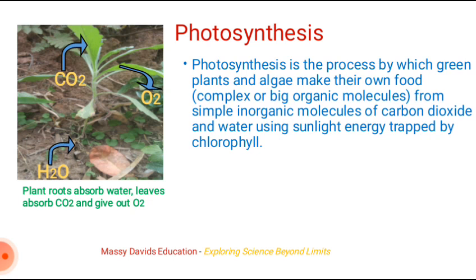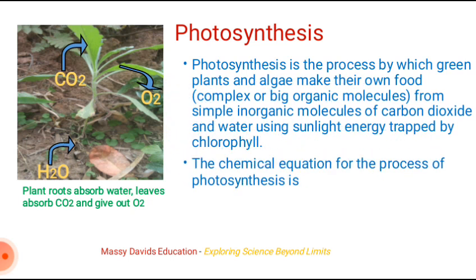So the food which is being made, we are calling it complex or big organic molecules. They are big in size and we are calling them organic molecules because they are found in the living organisms. Then they are made from simple inorganic molecules of carbon dioxide and water. So the simple inorganic molecules, we mean small sized molecules which are found outside living organisms, or which can be made outside the living organisms. And then we are saying that for us to add carbon dioxide to water, we need sunlight energy. And the sunlight energy is only trapped by chlorophyll or by a pigment.